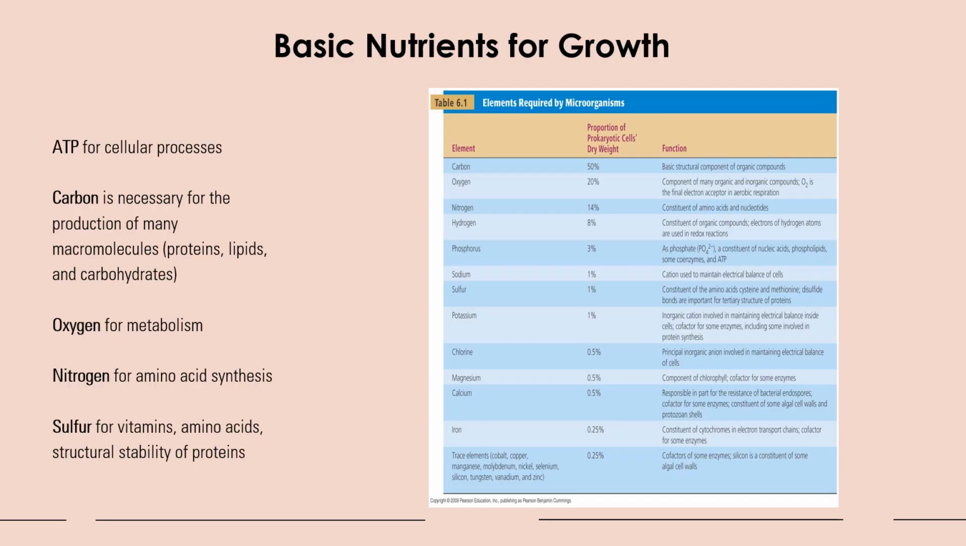These are the basic nutrients required for growth. ATP is required for cellular processes. Carbon is very much necessary for the production of macromolecules like proteins, lipids and carbohydrates. Oxygen for metabolism. Nitrogen for amino acid synthesis. Sulfur for vitamins, amino acids, and structural stability of proteins. These are the elements which are required by microorganisms generally.